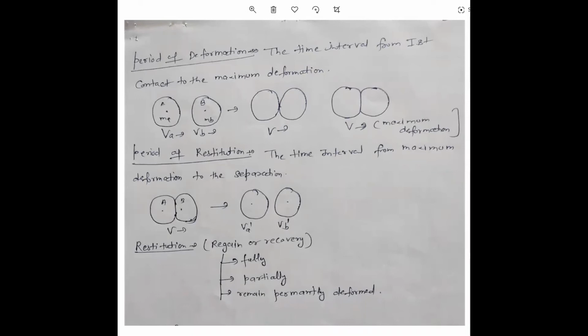Next is period of deformation. The period of deformation means the time interval from first contact to the maximum deformation. Let there be two bodies, the body is A and the body is B. These two bodies are traveling in this direction. This is velocity vector VA and this is velocity vector VB. VA is greater than VB. VA is very large as compared to VB.